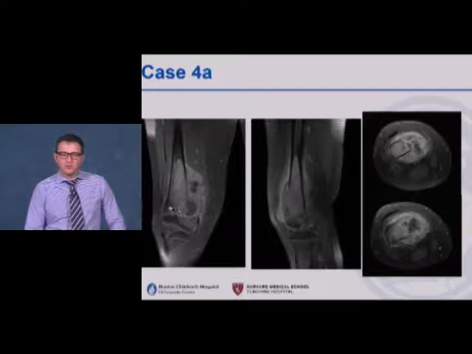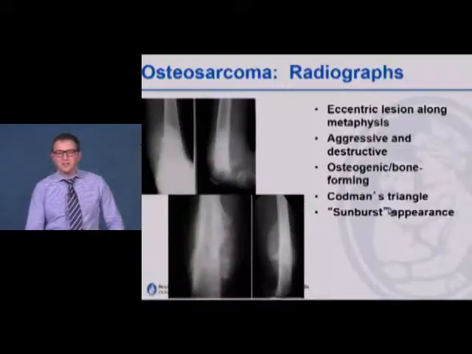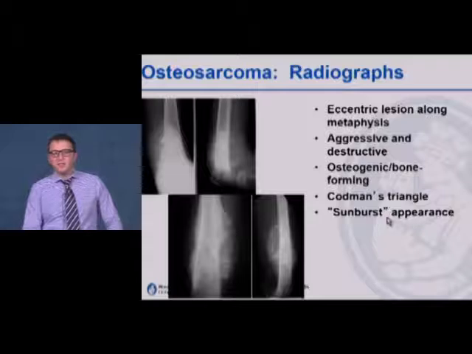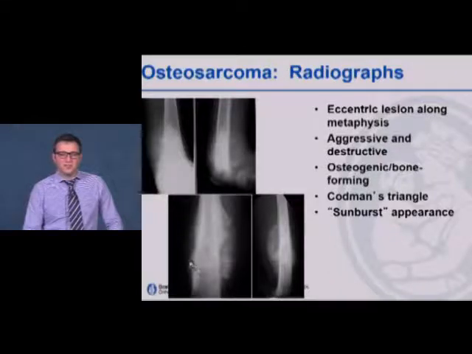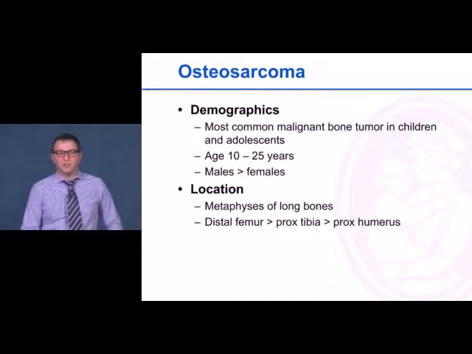An MRI will show you that this is also very bad. There's a large soft tissue mass, and it goes almost into the joint. This is osteosarcoma. It's an eccentric lesion along the metaphysis. It's aggressive, destructive. You see these things called Codman's triangle, or a sunburst appearance where the periosteum is standing on edge, and that's related to the aggressivity of the tumor. This is the most common malignant bone tumor in children and adolescents.